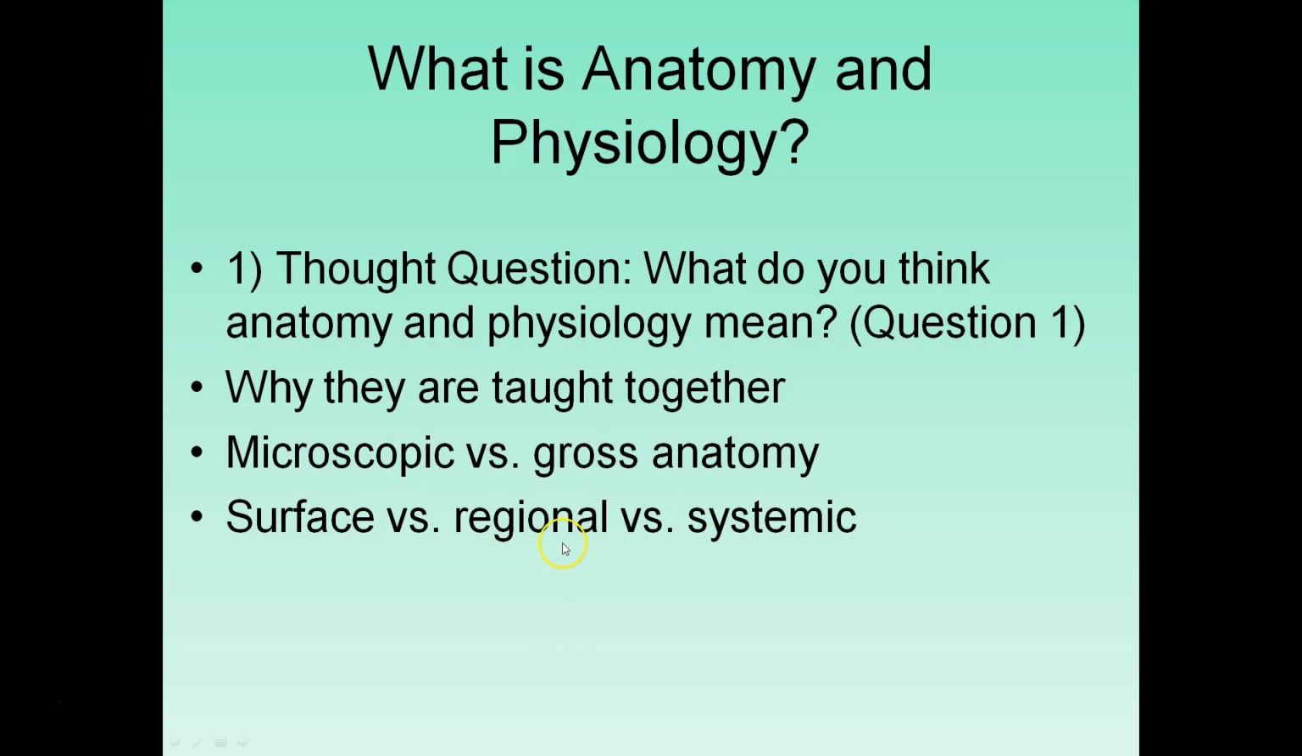And your book gets into regional versus surface versus systemic anatomy. So I'm not going to get into this too much. Surface and regional refers to the outside or certain areas. There's names for the outside of the body. Regional is names for certain regions. And systemic is what we focus on a lot with the organ systems.